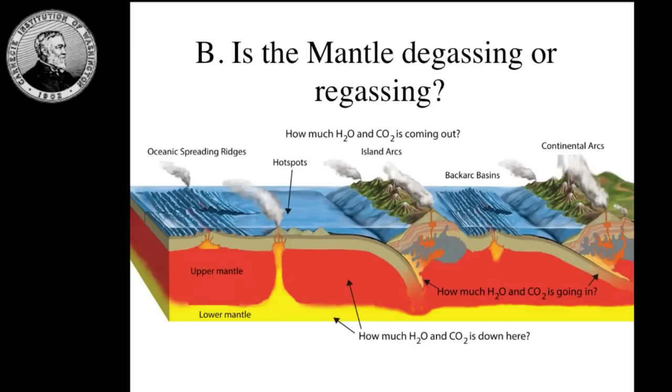Eric Howard gave me this nice cartoon of sort of what's going on to control the natural CO2 deep cycle. Works just as well for water and other gases. So you have mid-ocean ridges that are degassing, hotspots that are degassing, island arcs and continental arcs that are degassing, back arc basins are degassing. The only places we're putting in water and CO2 are in subduction zones. So the question is, how much water and CO2 is down there, and is that increasing or decreasing? Is the planet degassing or regassing?